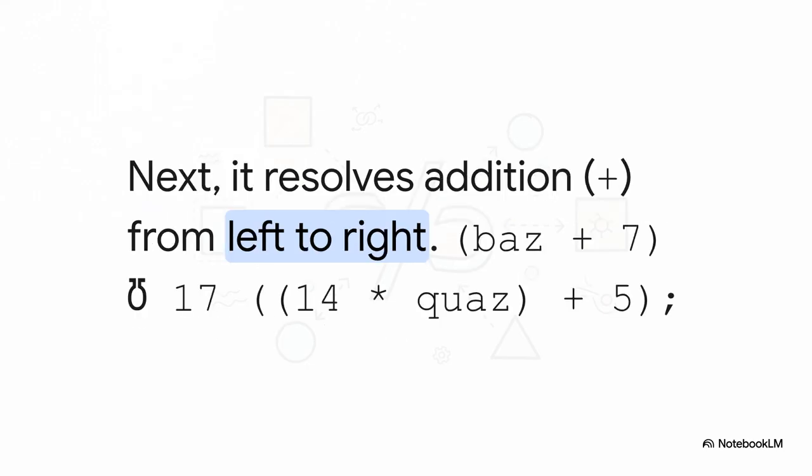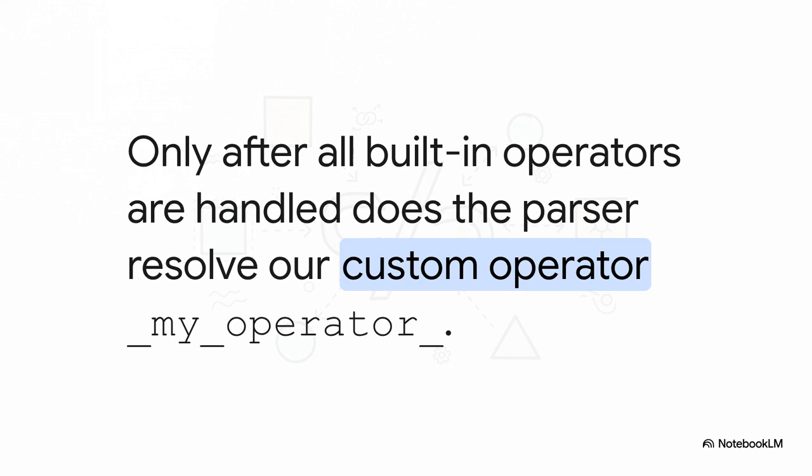All right, what's next on the list? Addition. Both plus signs have the same precedence, so the parser just works its way through from left to right. It groups Baz plus 7, and then it groups the result of our multiplication with 5. Simple and predictable. And it's only after all that core built-in stuff is sorted out that the parser finally gets around to our custom operator. This system guarantees that the order of operations is always predictable and always safe. You can't break the fundamental rules of math.